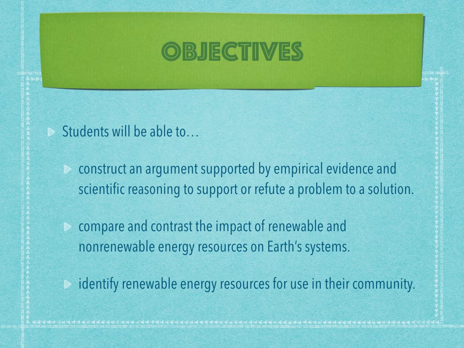Through this lesson, students will be able to construct an argument supported by empirical evidence and scientific reasoning to support or refute a problem to a solution. Compare and contrast the impact of renewable and non-renewable energy resources on Earth's systems, and identify renewable energy resources for use in their community. The focus of the objectives for either lesson needs to be on providing students with an authentic, real-world task incorporating 21st century learning skills.